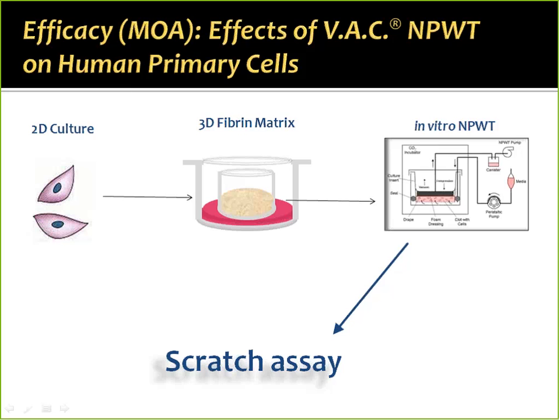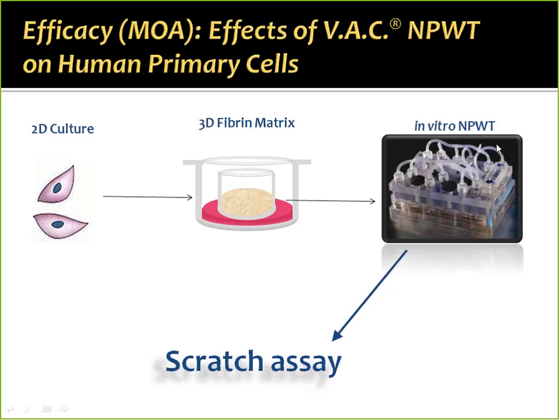So traditionally, what we do for testing mechanisms of action is we culture primary cells, any of the primary cells I just mentioned, for some time. We then encapsulate those cells into a fibrin matrix, and then we actually treat them with negative pressure wound therapy in vitro using a KCI patented system. It's a bioreactor that allows us to impart negative pressure quite readily in cells that are being encapsulated in fibrin clots.